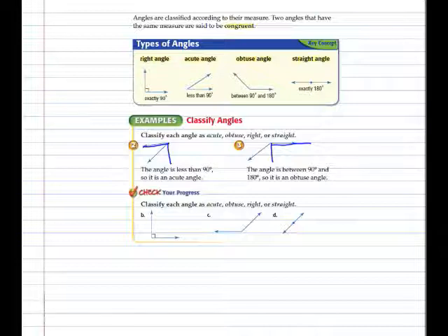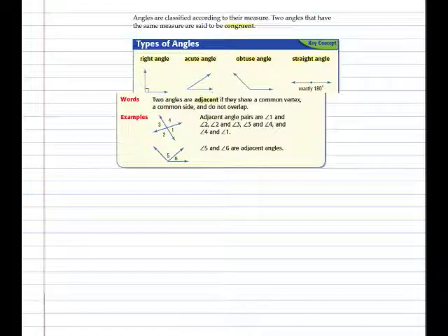And check your progress. Problem B is a right angle. That little square in the vertex of the angle signifies that it's a right angle. Example C, again our right angle would be about here. So greater than 90 would be obtuse. And this angle would be a straight angle, which is a 180-degree angle.